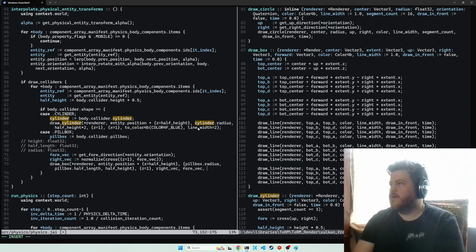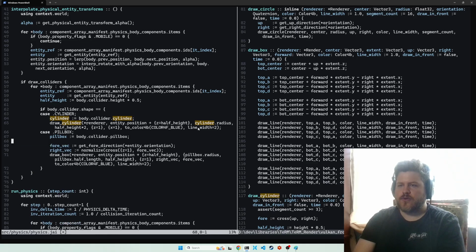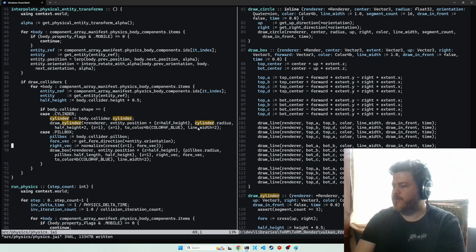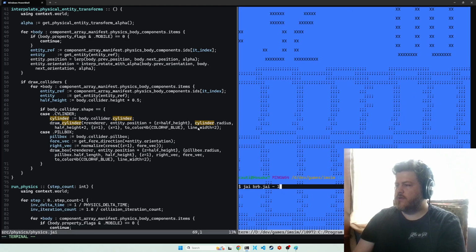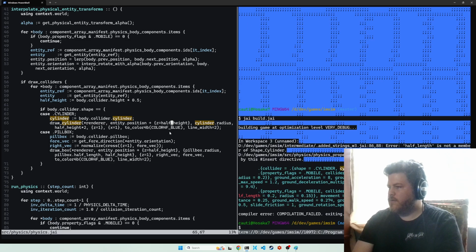Okay. And then the color, same color. And same line width. Draw in front, false, time. No, yeah, I don't need to draw in front, and I want it to draw over the course of one frame. So, let's see how that looks.